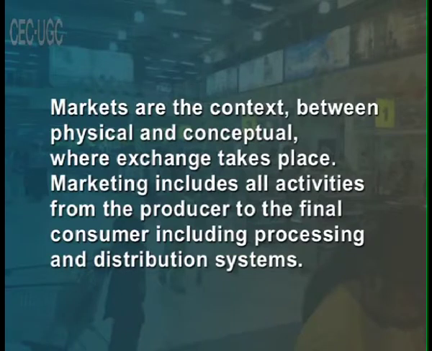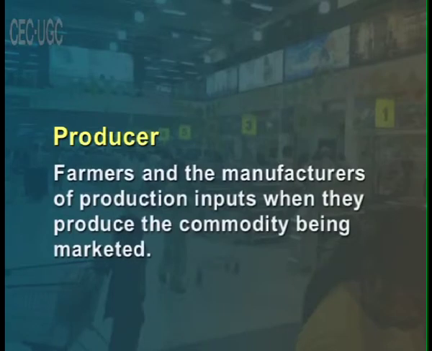In economics, a market can exist even without direct contact of buyer and seller. This fact can be explained with the help of the following statement. Markets are the context between physical and conceptual where exchange takes place. Marketing includes all activities from the producer to the final consumer, including processing and distribution systems. The term producer includes farmers and the manufacturers of production inputs when they produce the commodity being marketed.